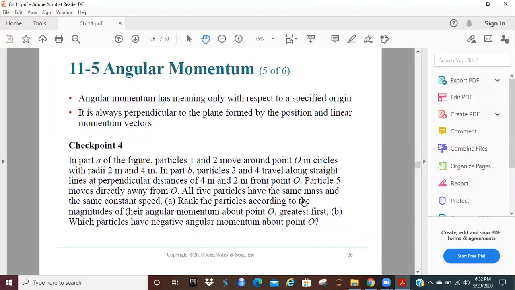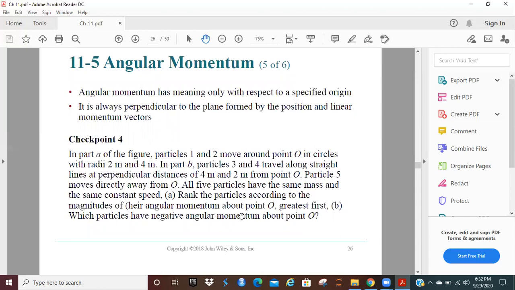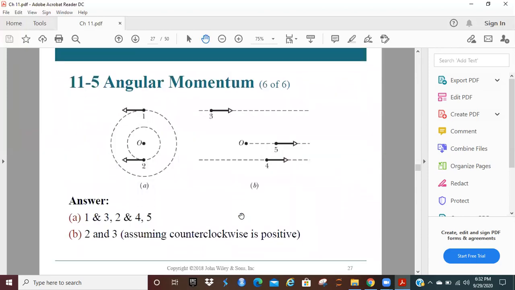So rank the particles according to the magnitudes of their angular momentum around point O with the greatest first, and then which particles have negative angular momentum around point O. Negative angular momentum. That's, you got to keep direction in mind. So let's take a look at this.